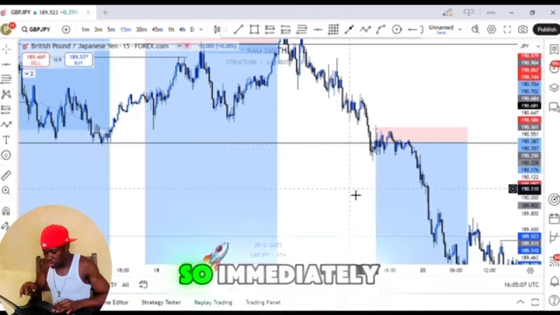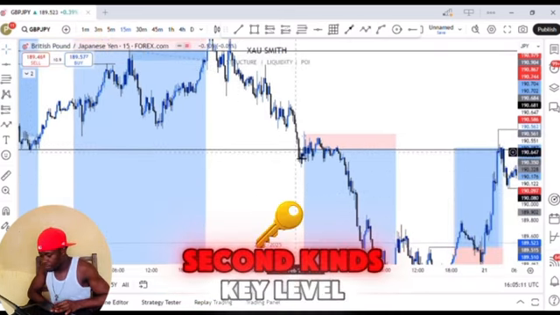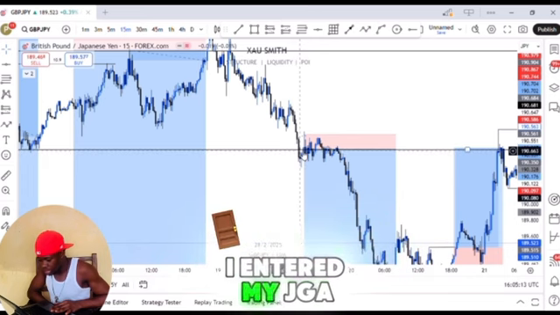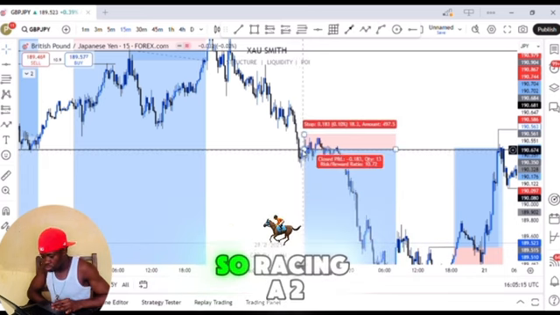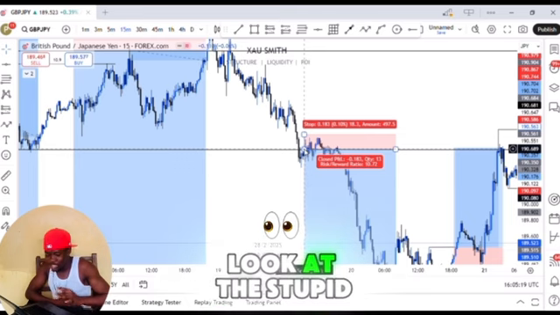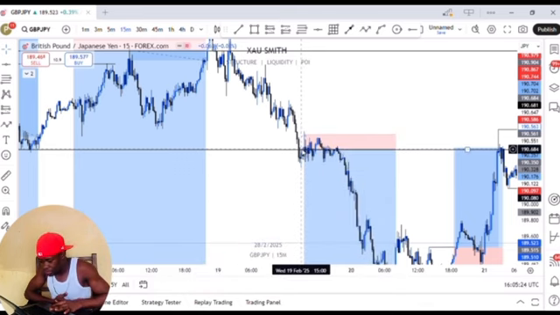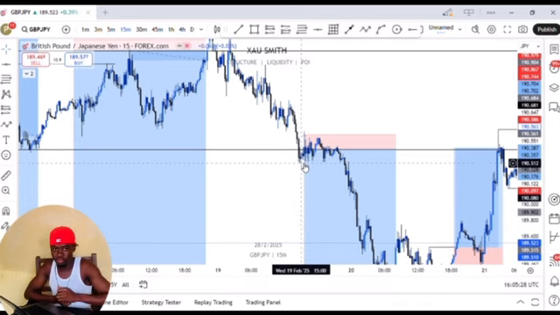This last candle. Immediately price took out that significant key level, I entered my trade here. So raising a $3 account on this, I entered a trade here. Look at the stupid thing I did here, although it's a lesson I've learned. I entered a trade here, then the price gave me a little bit of profit, and I added one, making it 2 trades, raising $3.